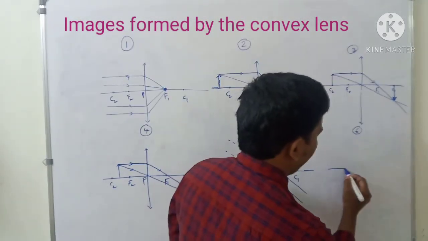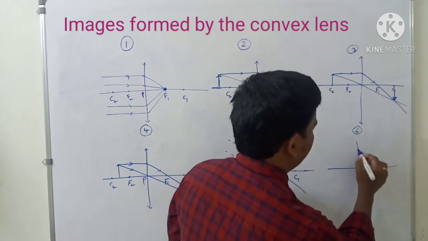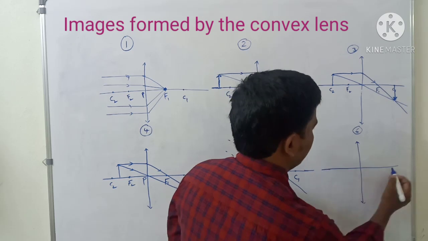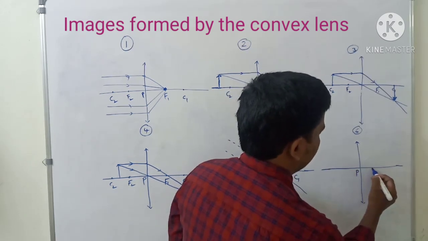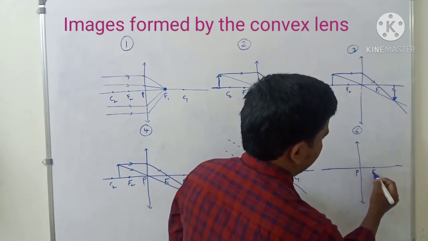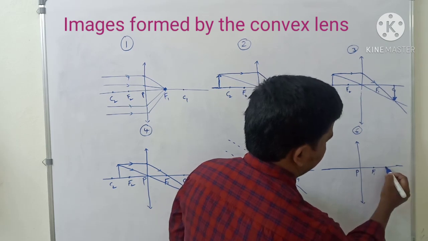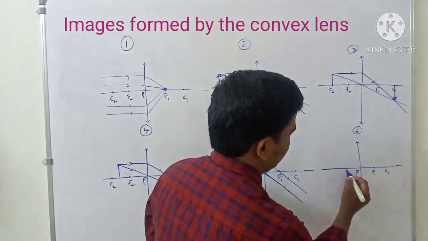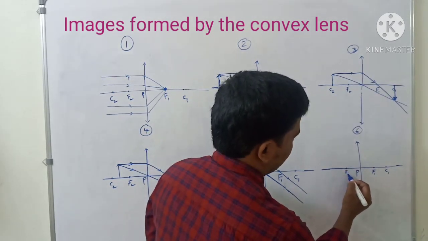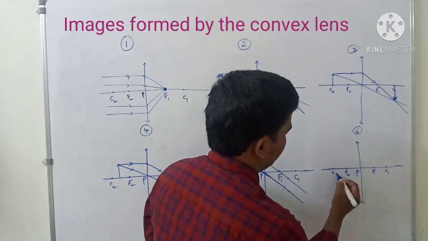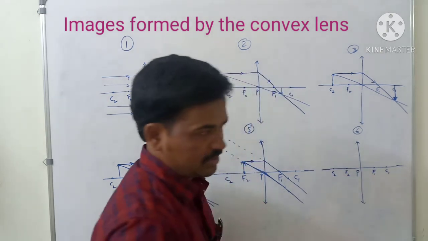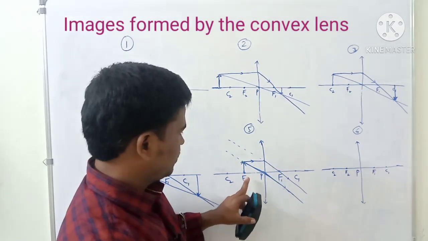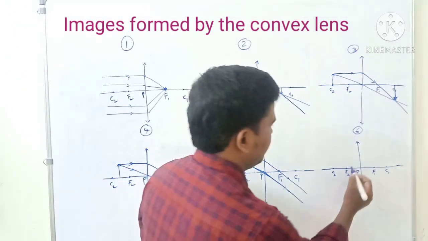Okay, let me draw a little bigger. If you draw with scaling, you will get exactly the right positions. Using your scale and geometry box, you will get exact positions. So next I am going to take the position of the object in between P and F.